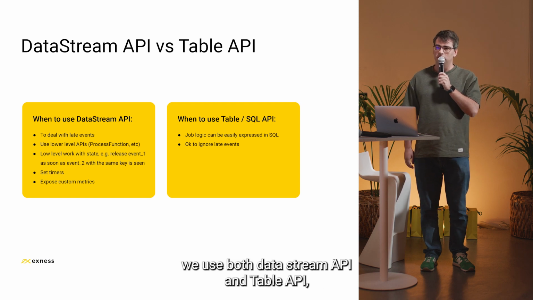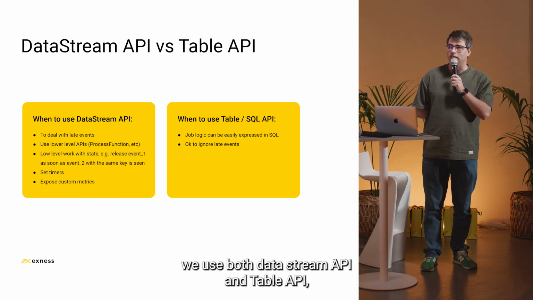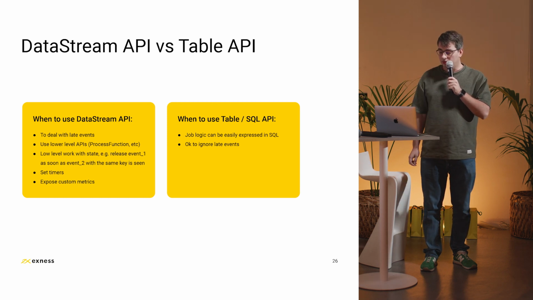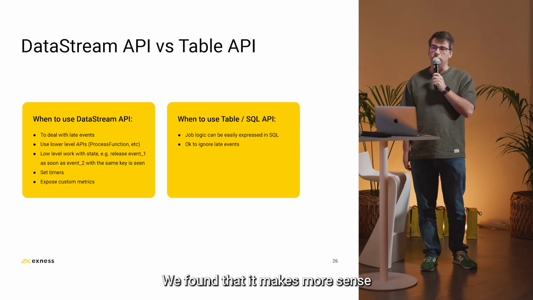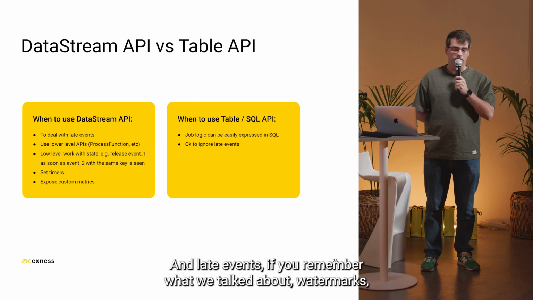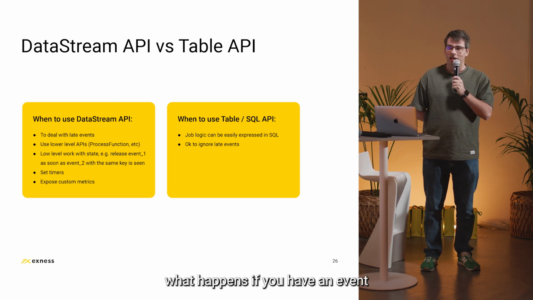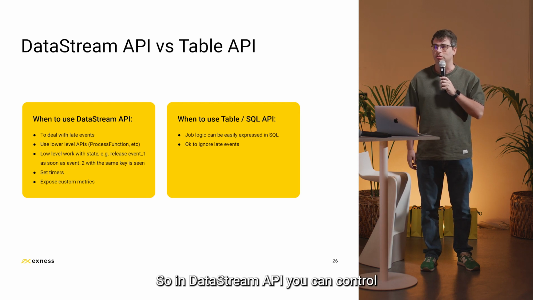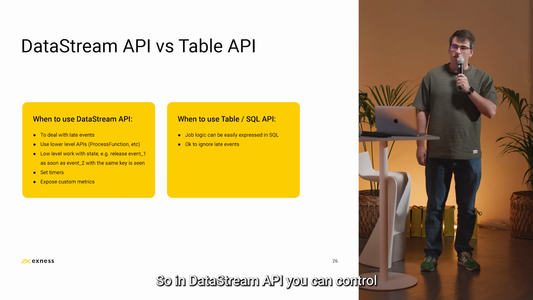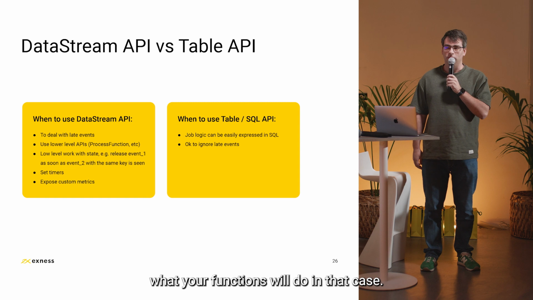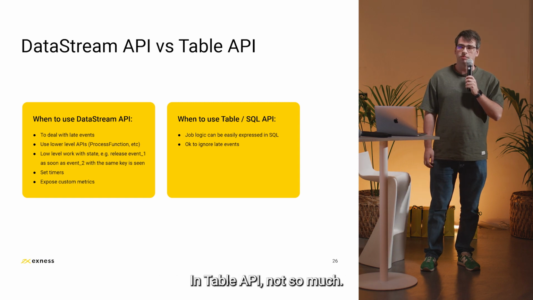As you can see, we use both DataStream API and Table API. But when would you use one over the other? We found that it makes more sense to use DataStream API when you have to deal with late events. If you remember when we talked about watermarks, late events are events with a lower timestamp than the previous watermark. In DataStream API, you can control what your functions will do in that case. In Table API, not so much.